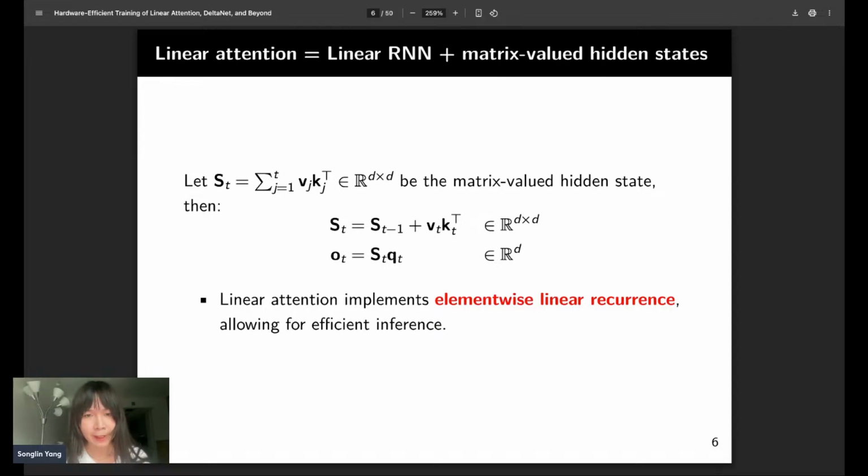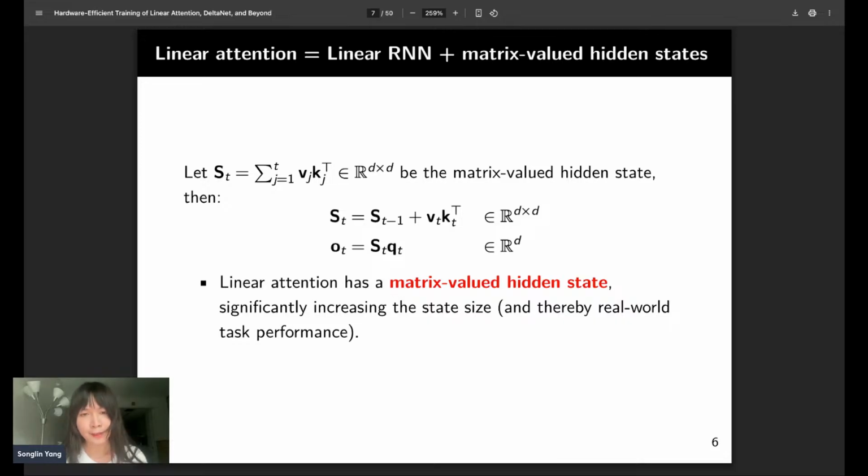Now it becomes very clear that linear attention implements a linear recurrence. The recurrent state update is a very simple cumulative sum of the outer product between the keys and values. For output computation, we use matrix-vector multiplication to obtain the output. And this is a really simple linear recurrence.